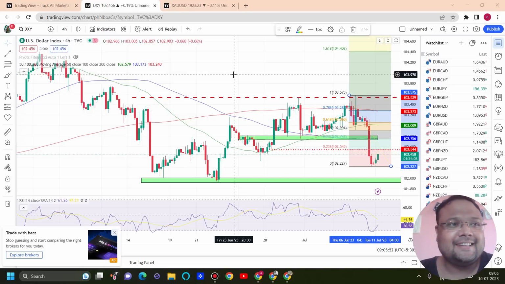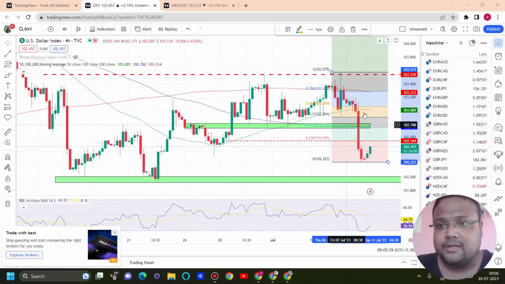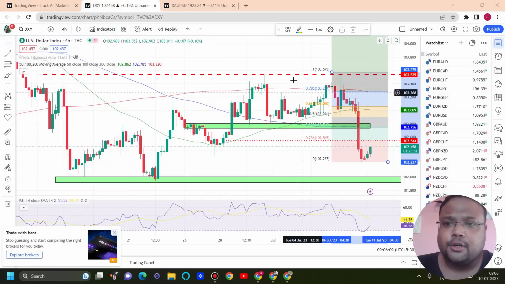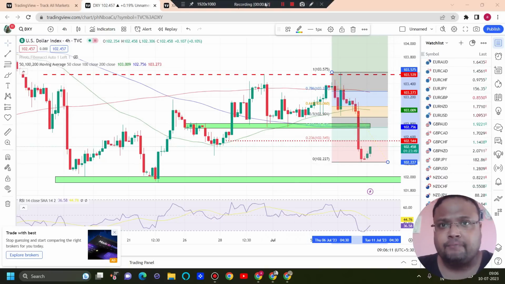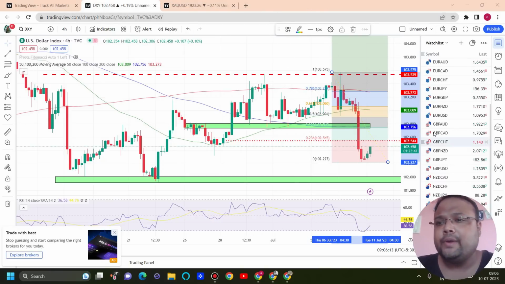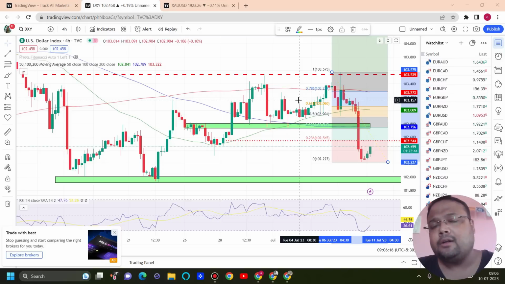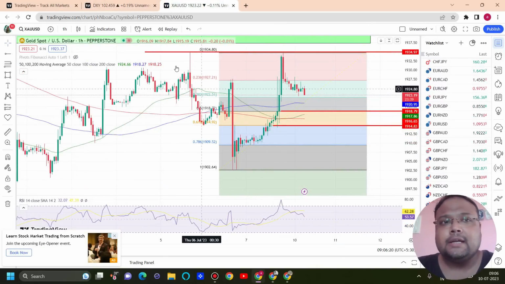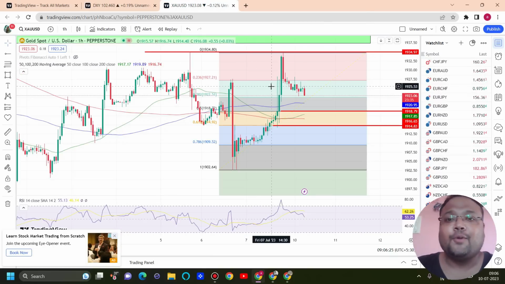So let's get started. My dear friends, the market has opened and we can see that the DXY dollar index is trying to recover after this massive fall. When the market closed, DXY was around 102.20 and right now it is standing at 102.45. Dollar index is showing recovery, as a result of which other pairs are also going for a little bit of correction. But if you look at the chart of gold, in comparison to DXY, gold is not in a clear mode of going down.